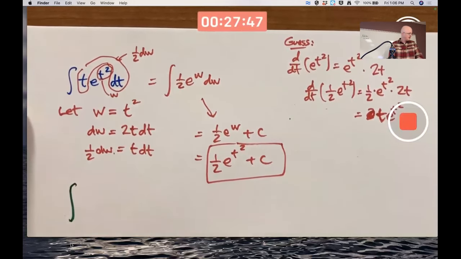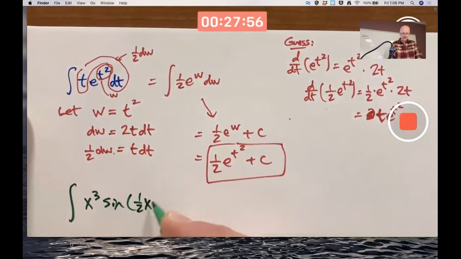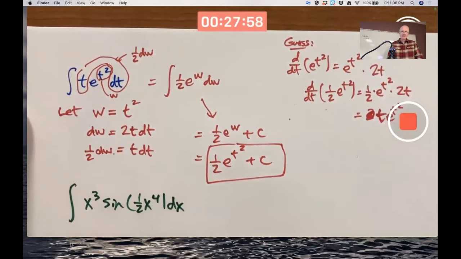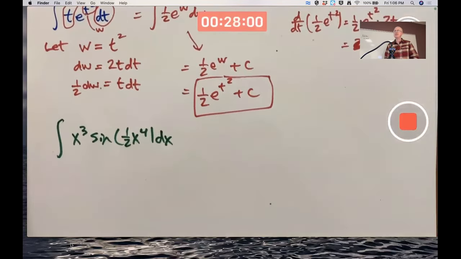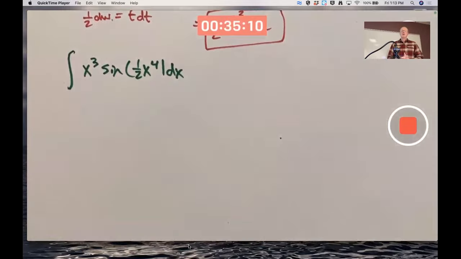The integral I'd like you to do is the integral of x cubed sine of 1/2 x to the 4th. To get full credit for class participation, I would like to see your substitution. I would like you to do it by letting either u or w equal something. And I want to see that work. Okay? Don't just guess. All right, let's work through this together now.